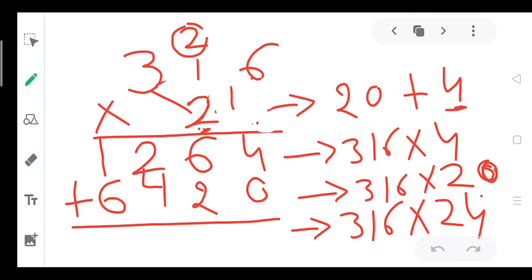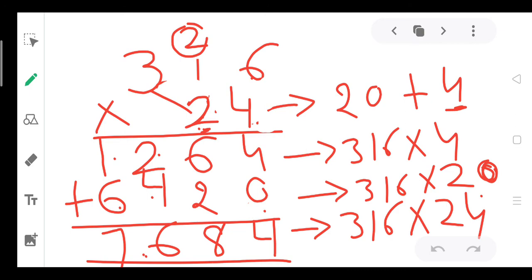This 4 I will write again neatly. Now we will start our adding process. 4 plus 0, and you could also have put a cross sign here. 4 plus 0 is 4, 6 plus 2 is 8, 4 plus 2 is 6, 6 and 1 is 7. Our product is 7684. So I think these questions are clear to you.